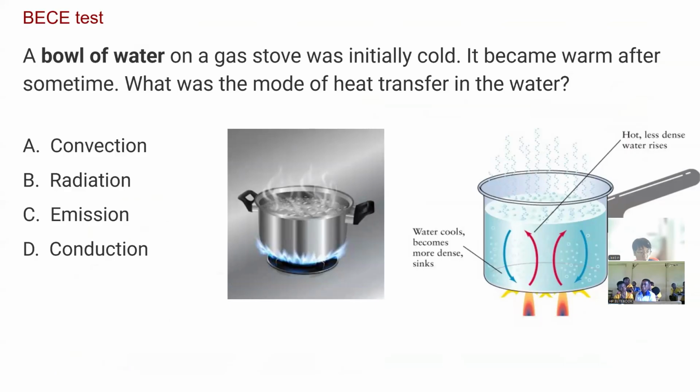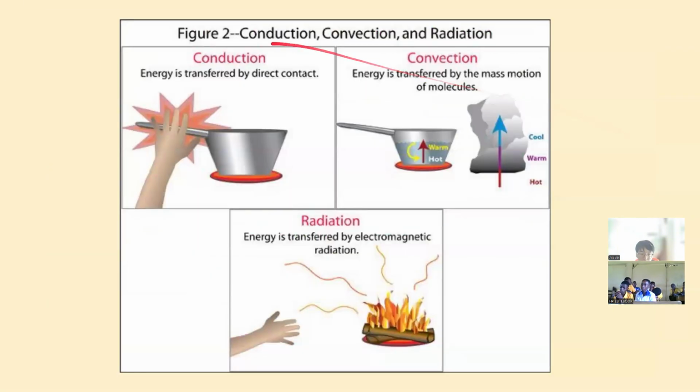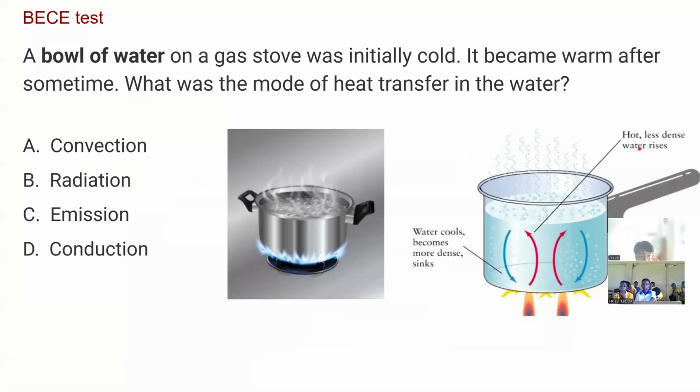So let's solve a question to get a sense. Again, we had three different types: conduction, convection, and radiation. So with these, what heat transfer is this? A bowl of water on a gas stove was initially cold, but it became warm after some time. What was the mode of heat transfer in this water? Can anyone try to answer this question?